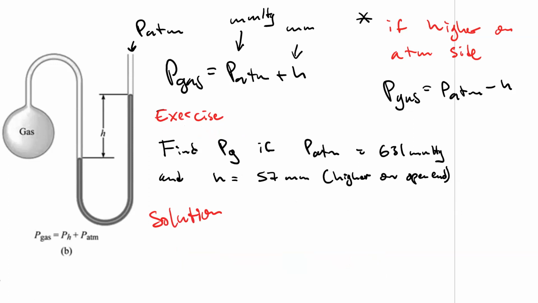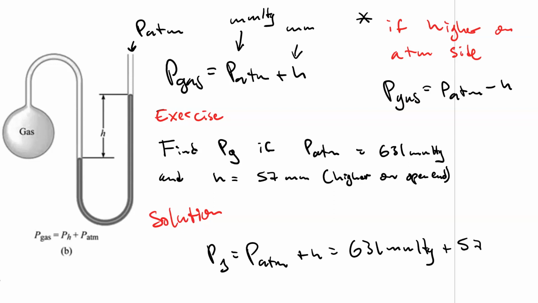Now here's how to solve it. The pressure of the gas equals the pressure of the atmosphere plus the height. So that's 631 mmHg plus 57 mmHg. And if I punch that into the calculator, I get 688 millimeters of mercury. And if you divide that by 760, you get the pressure in atmospheres, which is 0.905.